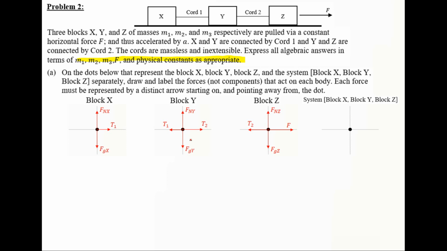As for the system as a whole, we will not care about chord 1 and chord 2 because they are something internal within the system. So we have the pull of gravity down, the normal push up, and the pushing force to the right.